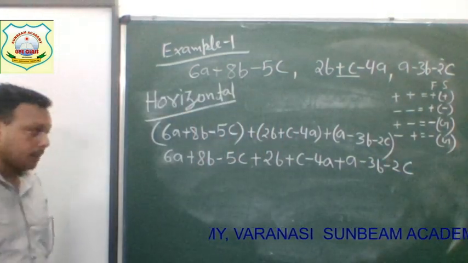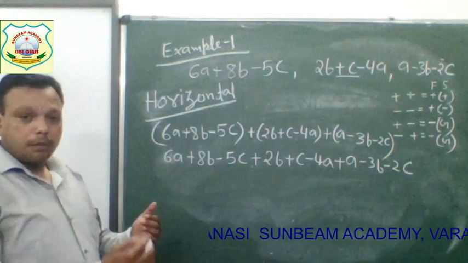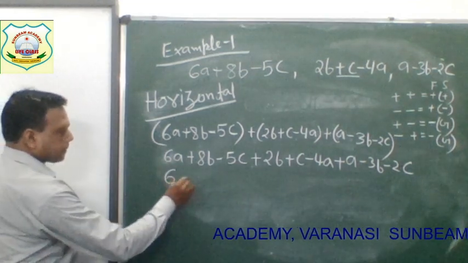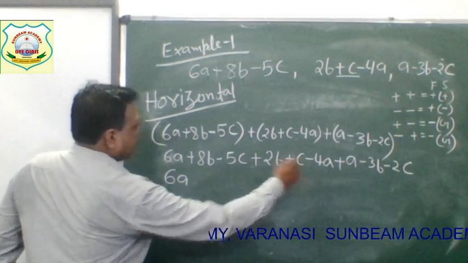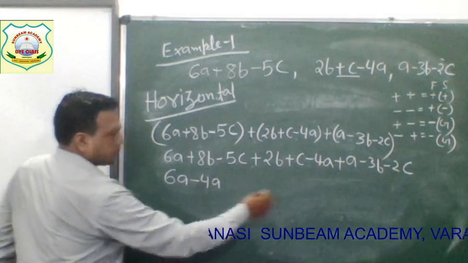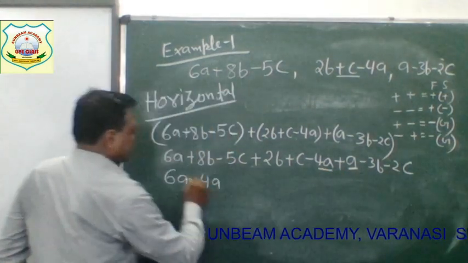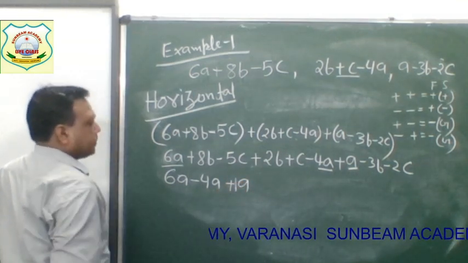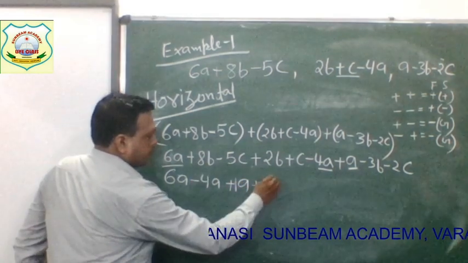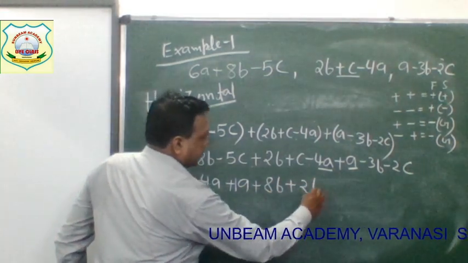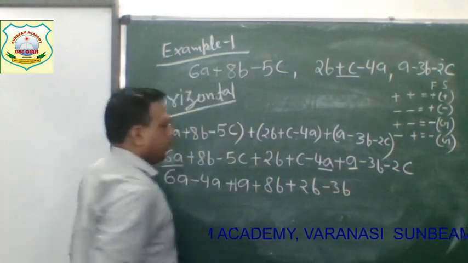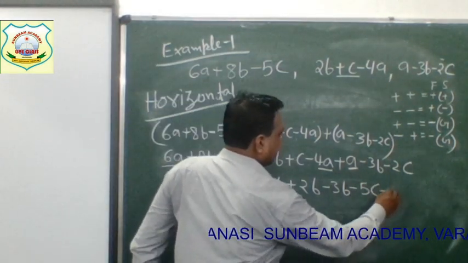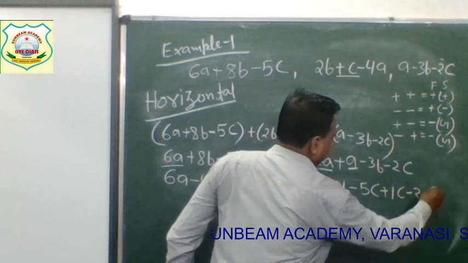Now what will the student take? Like terms. Like terms you will keep to one side. Start from a. 6a, there is the minus 4a. Next one is plus a, that we can write 1a. 8b plus 2b minus 3b. Plus c minus 5c plus c, that is 1c, minus 2c.